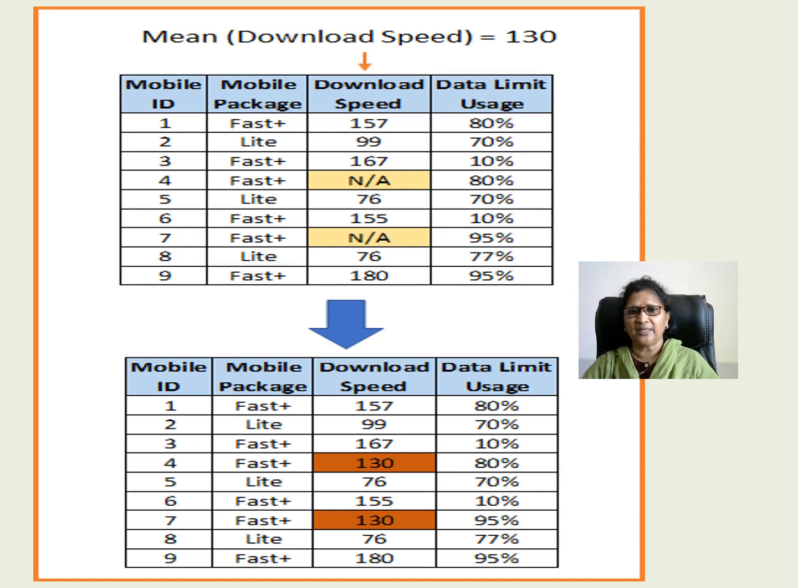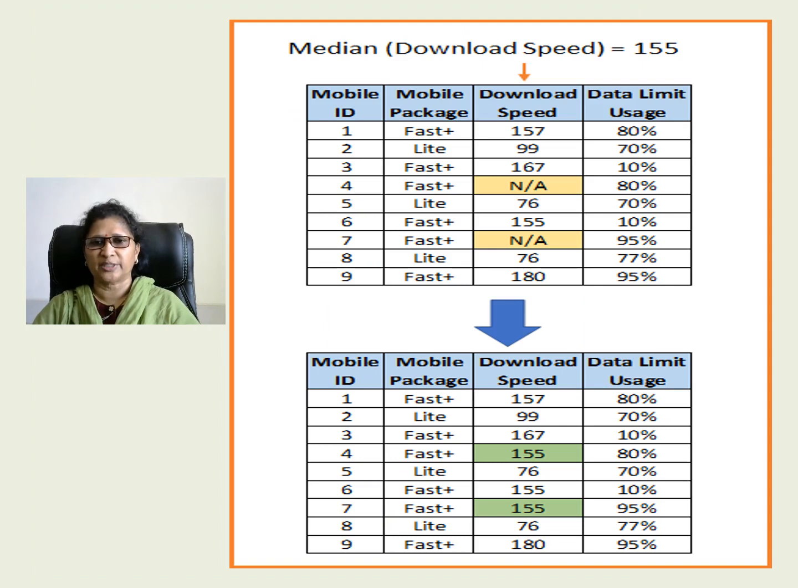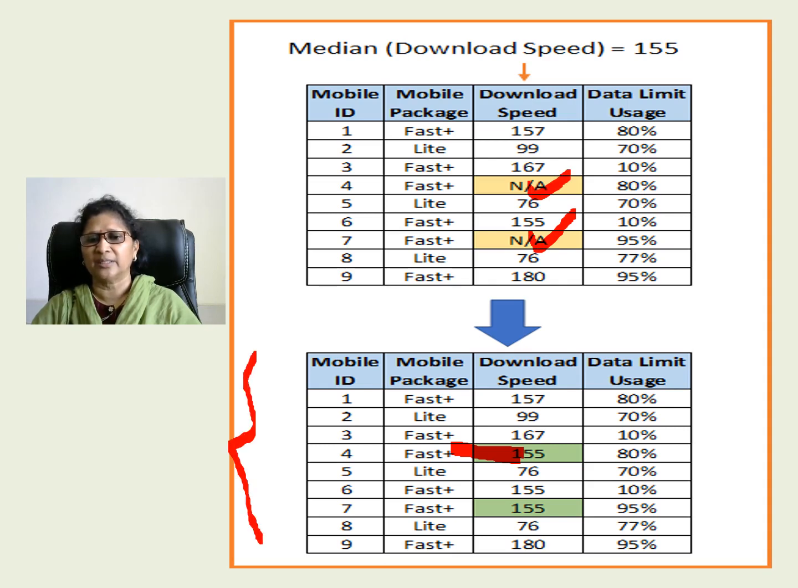This table indicates that mean is used. These are the missing values, and these missing values are filled in with the mean value. 130 is the mean, and that is placed at the missing attribute location, and it comes out to be 130 here and 130 here. This is when the median is used. When data is skewed, the median is used, and the median in this data when sorted is 155, and that is used to fill in the missing values. So 155 is placed at these two missing values, and the resultant table is this.